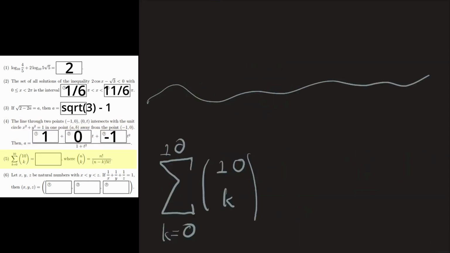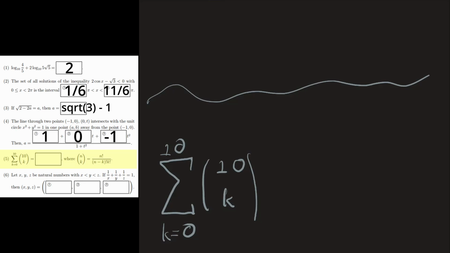So next is question 5, which says that the sum from k equals 0 of the binomial 10 choose k equals blank, where n choose k equals n factorial over (n minus k) factorial times k factorial. So this is a weird question. You need to know that the symbol at the start means a sum. It's a sigma. So it is the sum of 10 choose k, where k equals 0, then 1, then 2, then 3, and so on until 10.